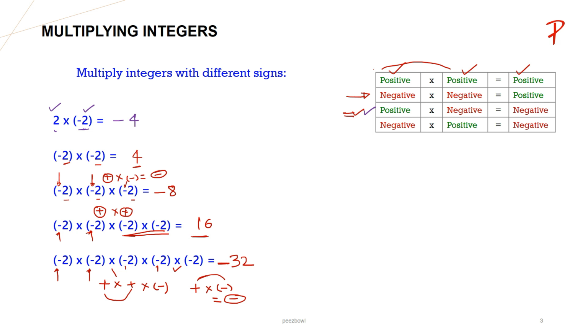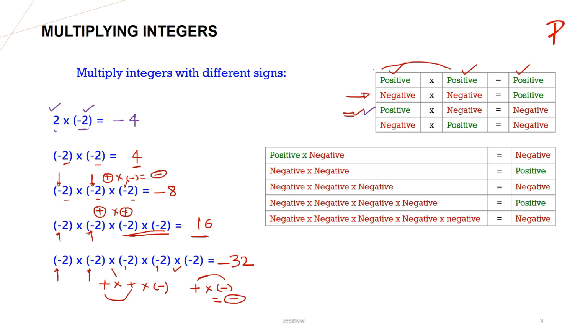Let me write this in a table. This is what we have seen, right? So this is the first example. When a positive integer is multiplied by a negative integer, we get a negative result. When two negatives are multiplied, we get a positive integer. When 3 negatives are multiplied, we get a negative integer. When 4 negatives are multiplied, we get a positive integer. And when 5 negative integers are multiplied, we get a negative integer as a result, right?